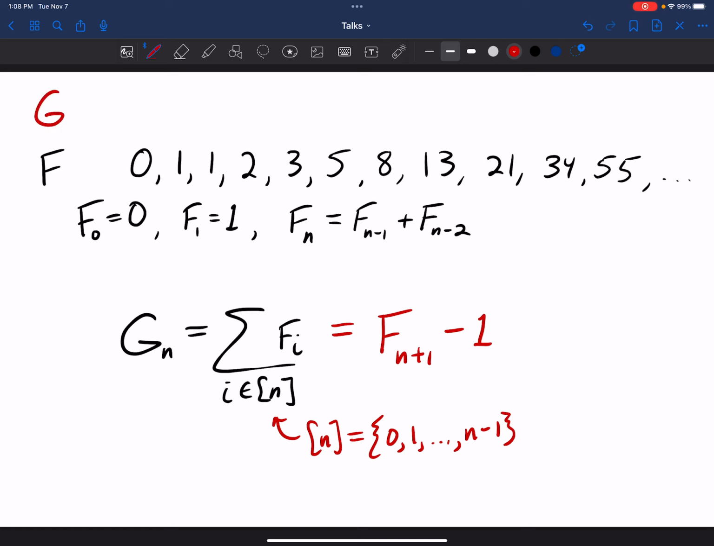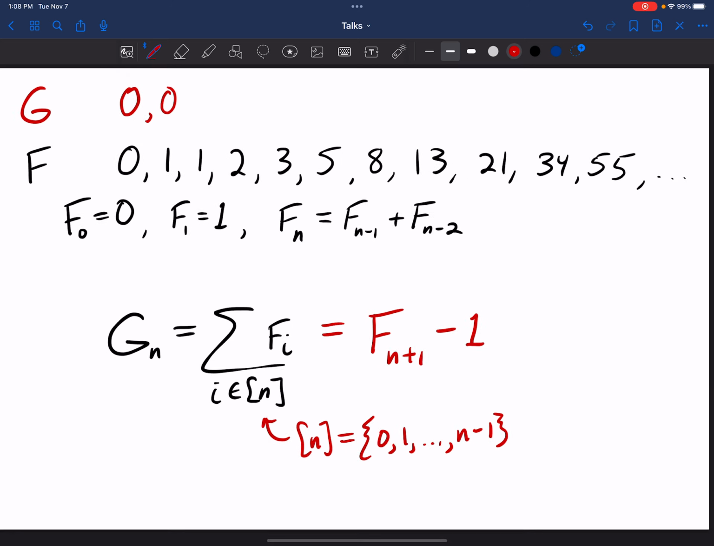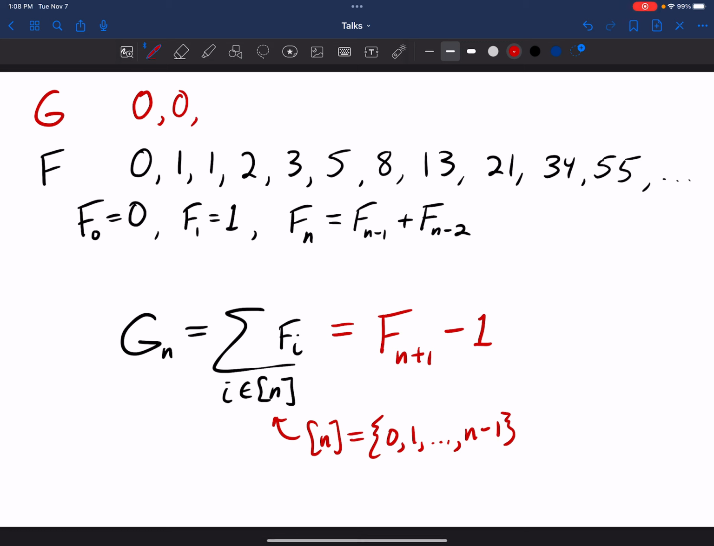For 0, there would be 0 elements in the sum, so that's an empty sum. It has value 0. If I summed just the first Fibonacci number, which is 0, the sum would give me 0. Then the first 2 add up to 1. The first 3 add up to 2. And I can continue on this way.